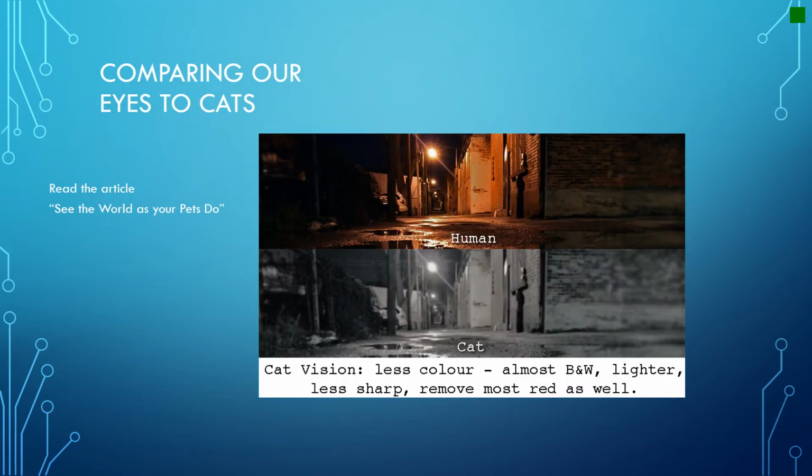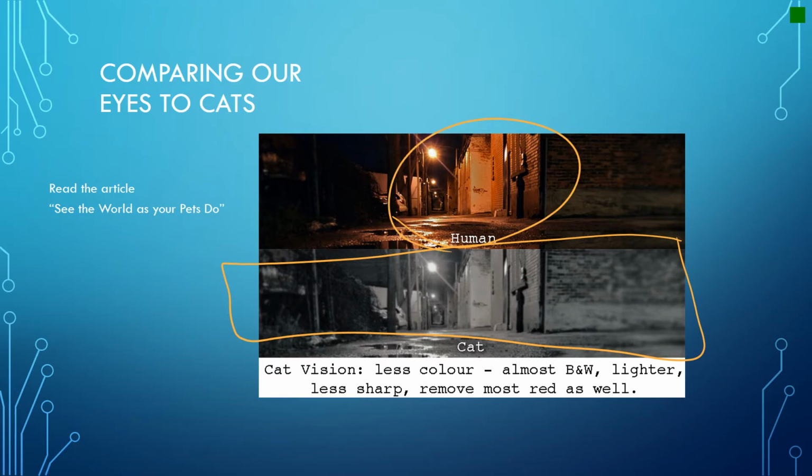But this helps at night because when you look at what the cat can see without that red light, it can see a lot more and a lot better at night than us humans can, where we have a very narrowed vision.